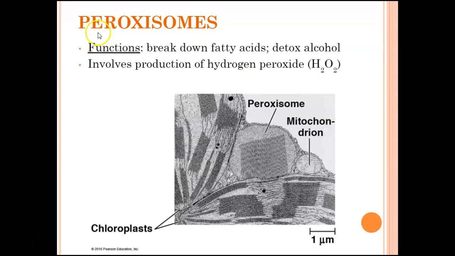Returning to maintenance with our final organelle of the slide deck are peroxisomes. The function of peroxisomes is very similar to the overall function of a lysosome, but it contains a different material. So instead of the hydrolytic enzymes, you're going to find hydrogen peroxide inside a peroxisome. And hydrogen peroxide assists in breaking down fatty acids and also detoxifying alcohol.